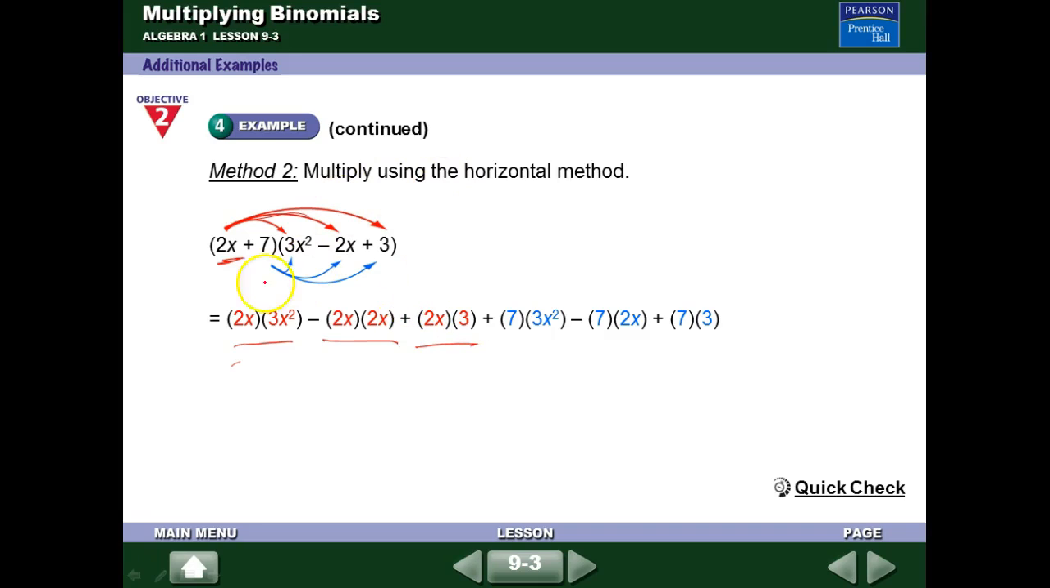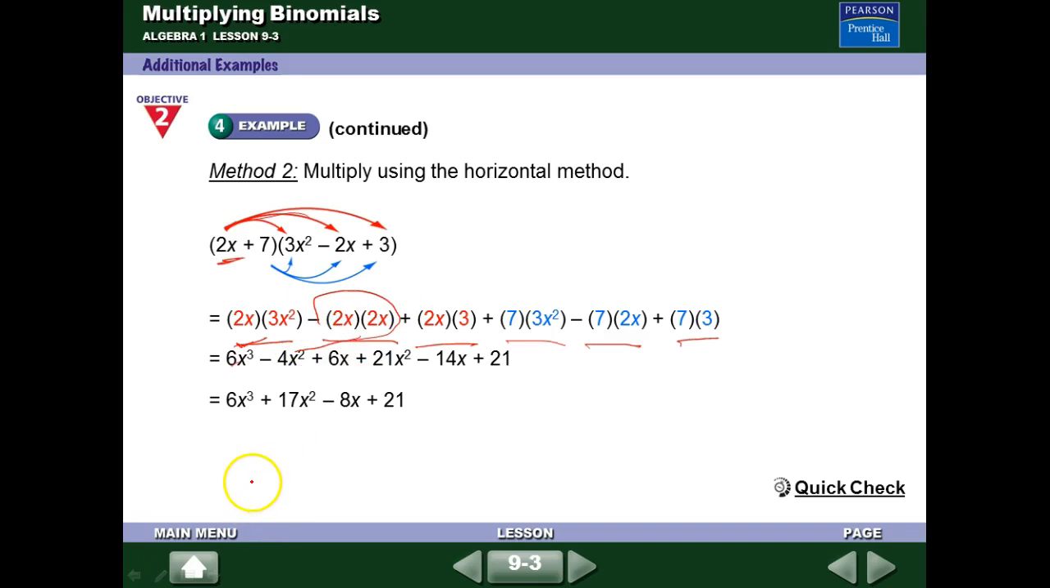Now in blue, we're taking the 7, little rainbow, here. Medium rainbow, 7 times negative 2x, here. And then big rainbow, 7 times 3, which you see here. They're going to simplify this out. 2x times 3x squared is going to give you 6x cubed. 2x times negative 2x, negative 4x squared.